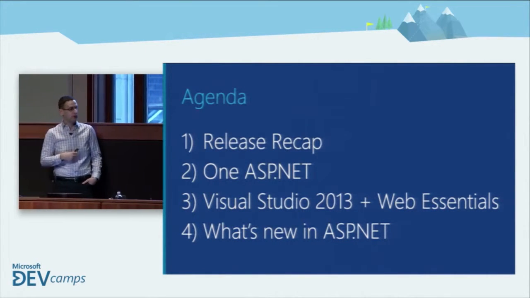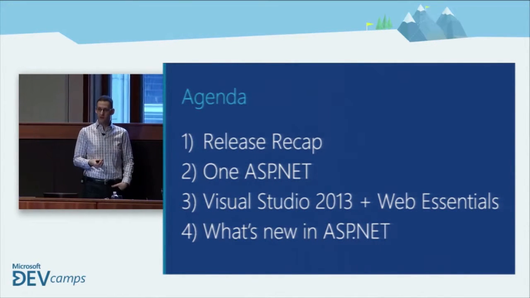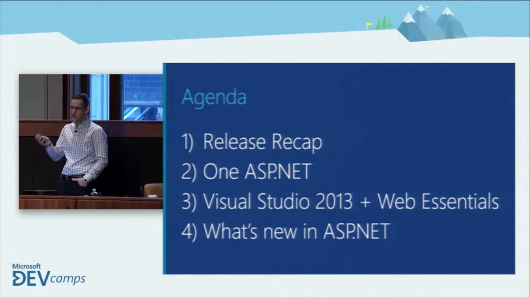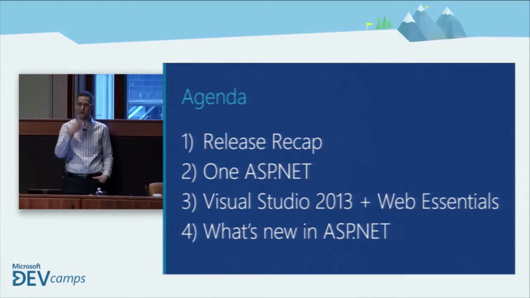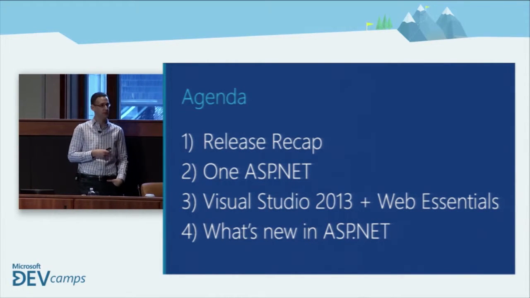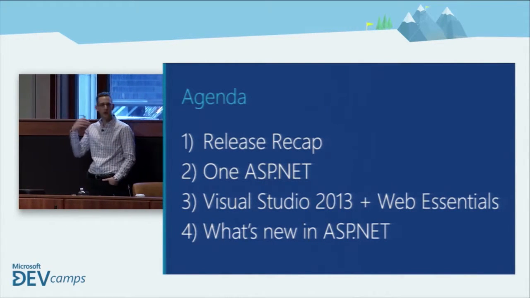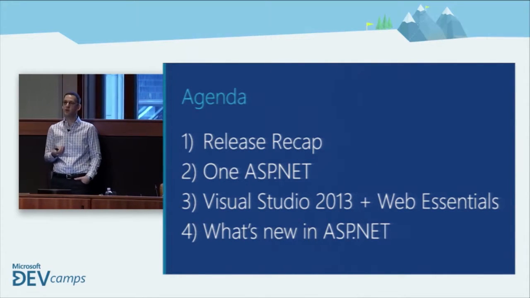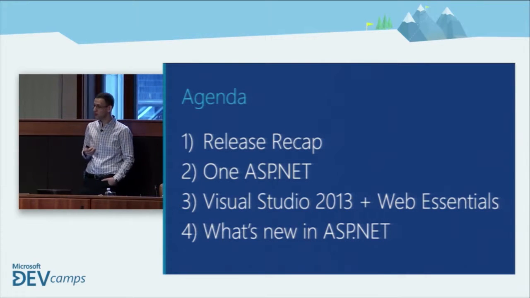So quickly what we're going to do is talk about what was released recently, both in 2012.2 and in 2013, and actually some releases in between those. We'll talk about how quickly the new cadence is from our developer tools team. We're going to talk about this concept of one ASP.NET and what does that mean and why do you care. We're going to talk about Visual Studio 2013 and Web Essentials.